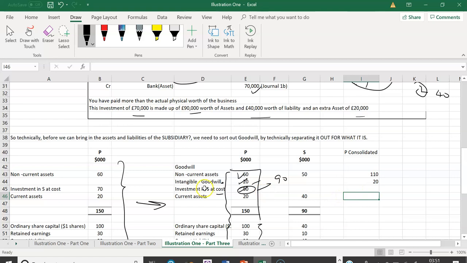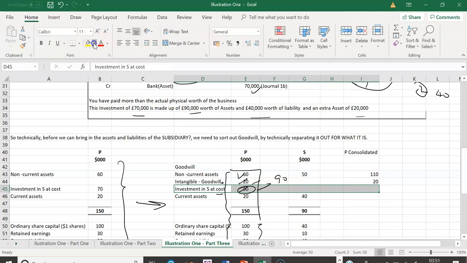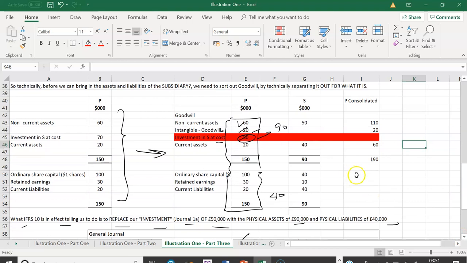So now again, this disappears. This is gone, because I'm replacing it with the bringing in of the non-current assets as I did in illustration one. Let me see, will this allow me to do this? Oh good, it's allowing me to do this. And then current assets 20 plus 40, and that's coming in at 60. And then we do our thing and we bring that down. Okay, brilliant.